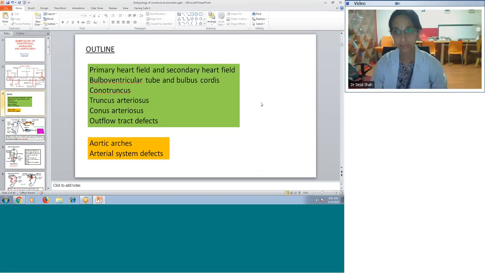So what we will see in today's class is what the primary heart field and secondary heart field are. How does the bulboventricular tube and the bulbus cordis form? Then the development of conotruncus, the truncus arteriosus and the conus arteriosus individually, and then a little about the outflow tract defects. And also then we will go through the aortic arch development and the defects related to the aortic system.